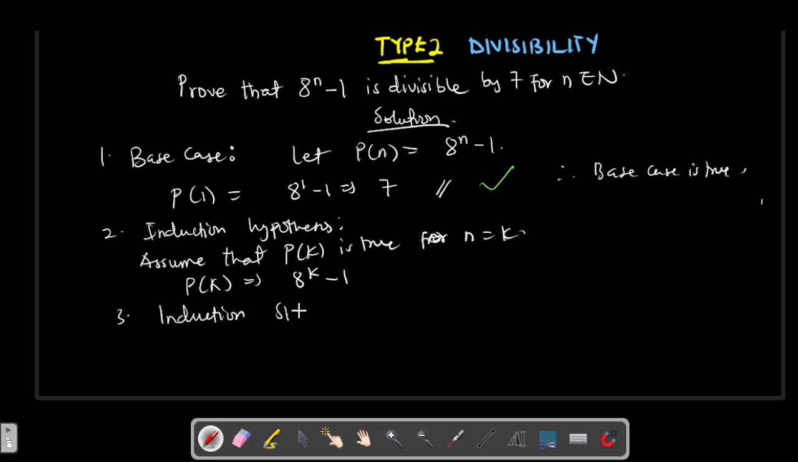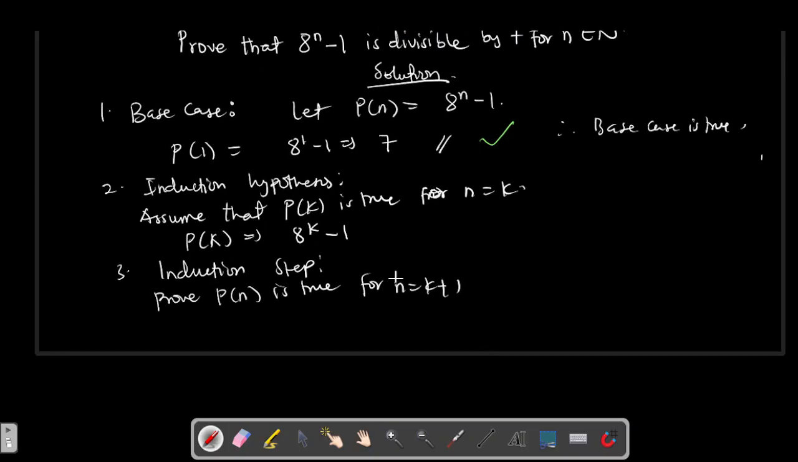Then we move to our induction step. For the induction step, we have to prove that our statement P of n is true for n equals k plus 1. So proving for n equals k plus 1, we are going to use the assumption very much. But now let's see something. If we are assuming that this expression is divisible by 7, how do we quantitatively express this?